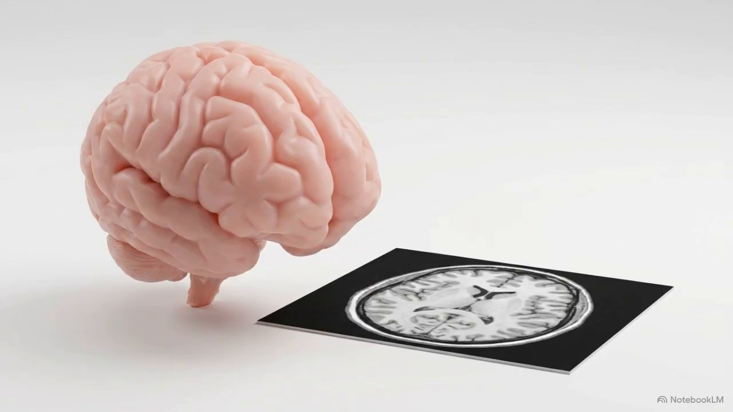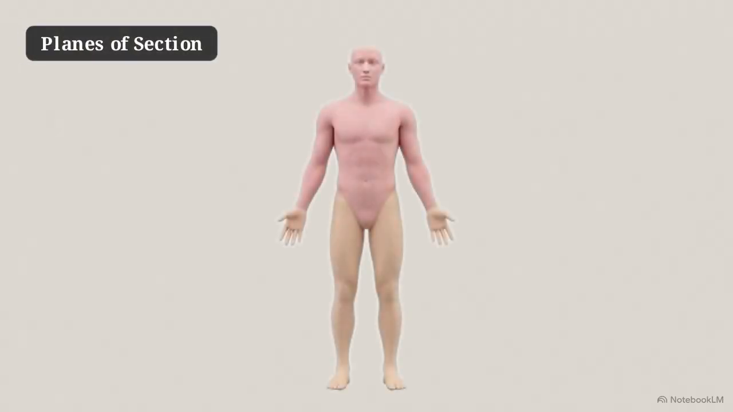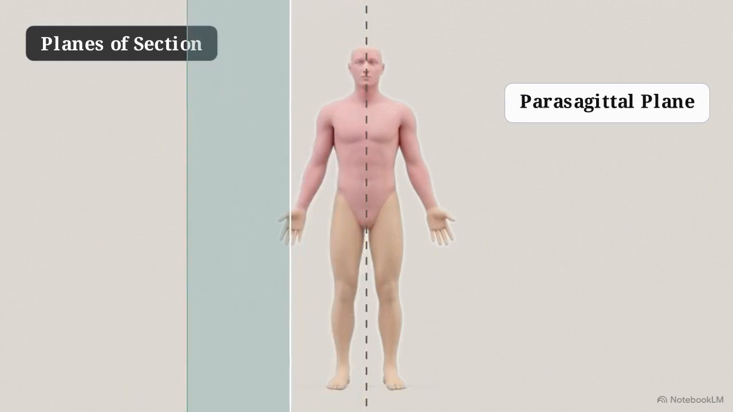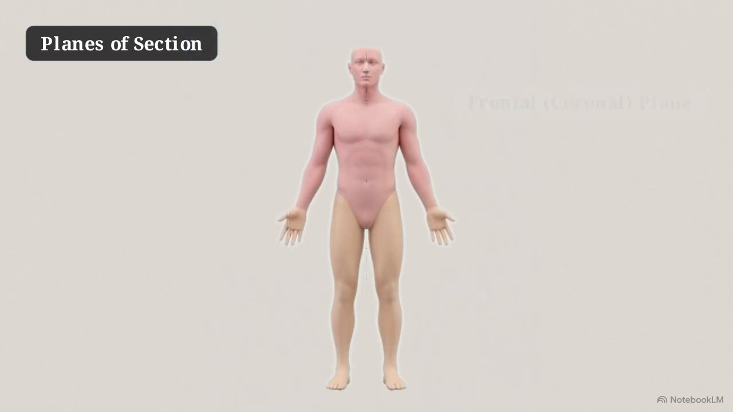Observing internal architecture without physical destruction requires translating complex three-dimensional volumes into flat, two-dimensional cross-sections. This translation relies on three primary planes of section. The sagittal plane slices parallel to the body's longitudinal axis, dividing the form into right and left portions. A perfect bisection straight down the midline is a mid-sagittal section. Shifting that slice off-center creates a parasagittal section, resulting in unequal left and right halves.